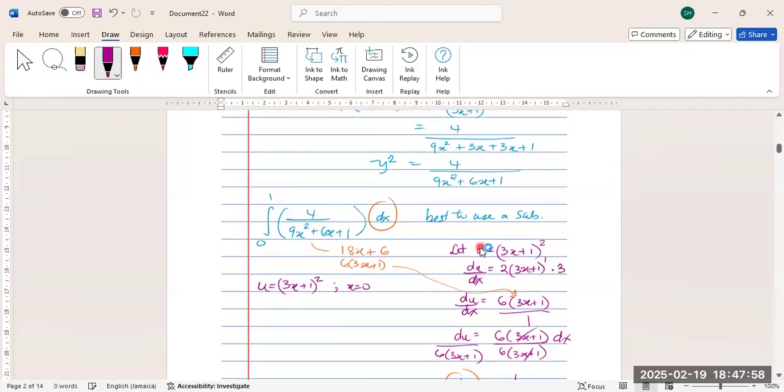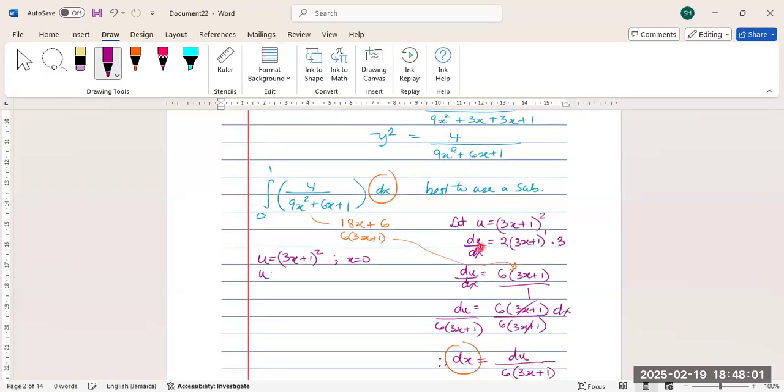x equals 0, so u is going to be equal to 3 times 0 plus 1 all squared. What is 3 times 0? 0. And what is 0 plus 1 all squared? 1. So when x is equal to 0, I'm going to have u equals 1.